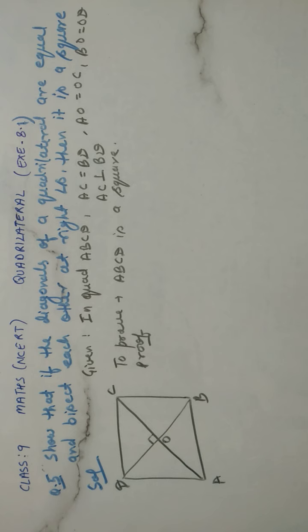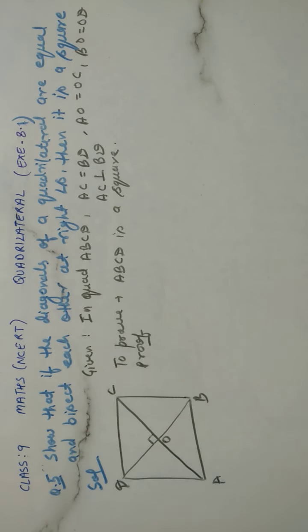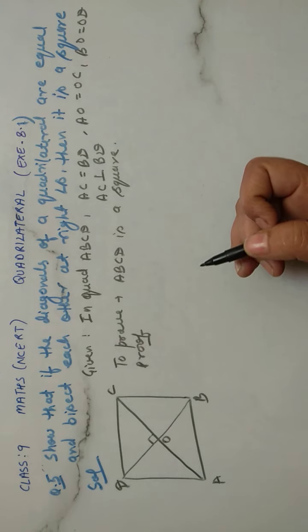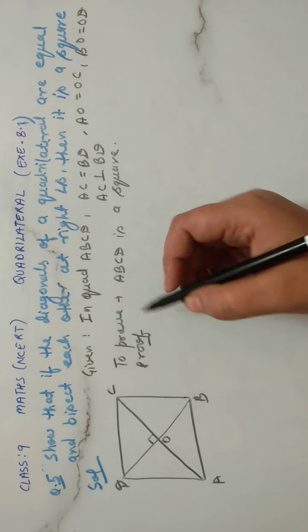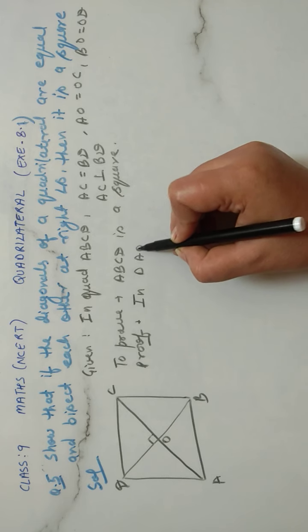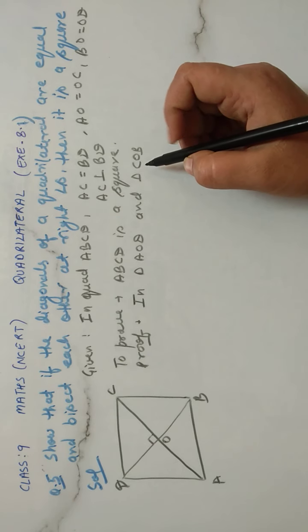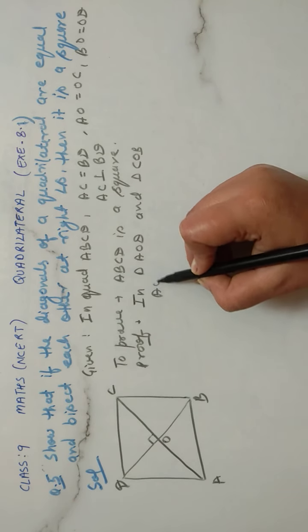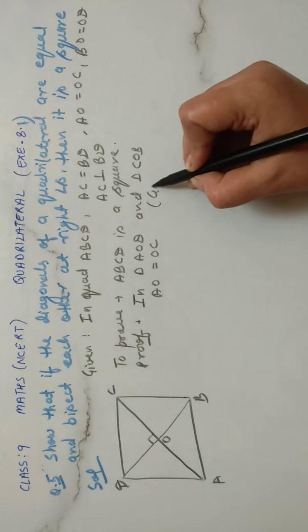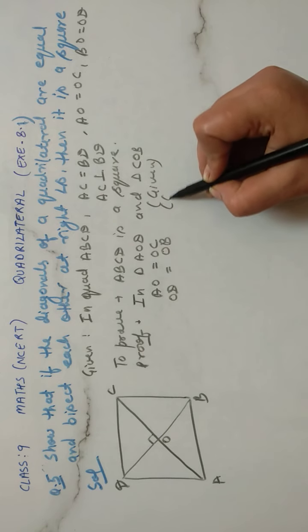first of all we have to prove it is a parallelogram. To prove it is a parallelogram, we are taking triangles and proving them congruent, similar to the previous question. In the previous video we have solved it. Now first of all we will take triangles AOD and COB. Just see what things we have in these two triangles. AO is equal to OC, this is given to us. The other thing, OD is equal to OB, it is also given to us.